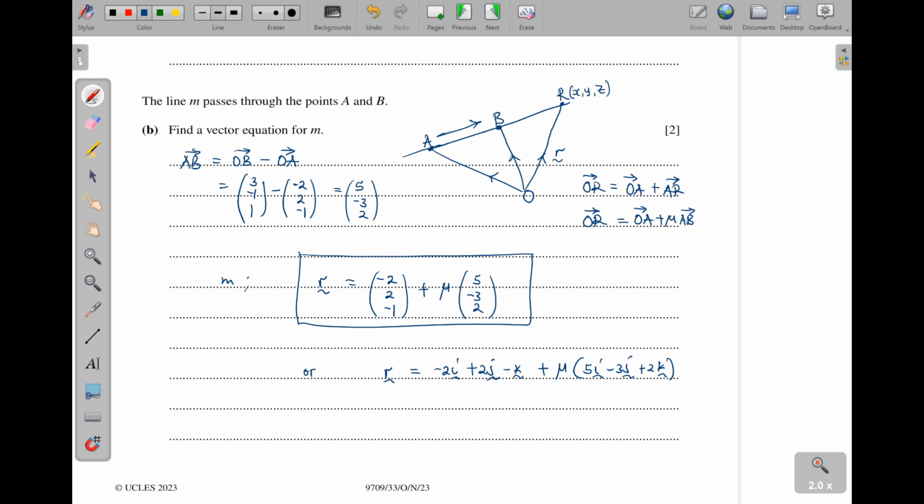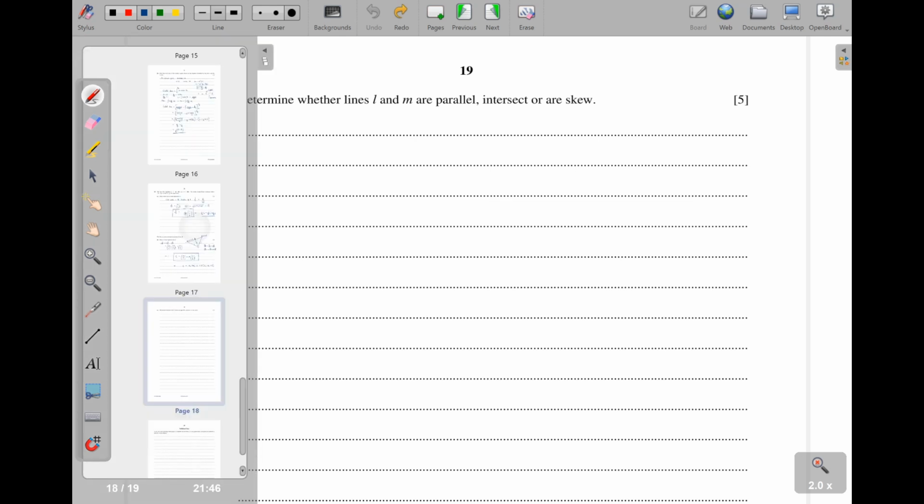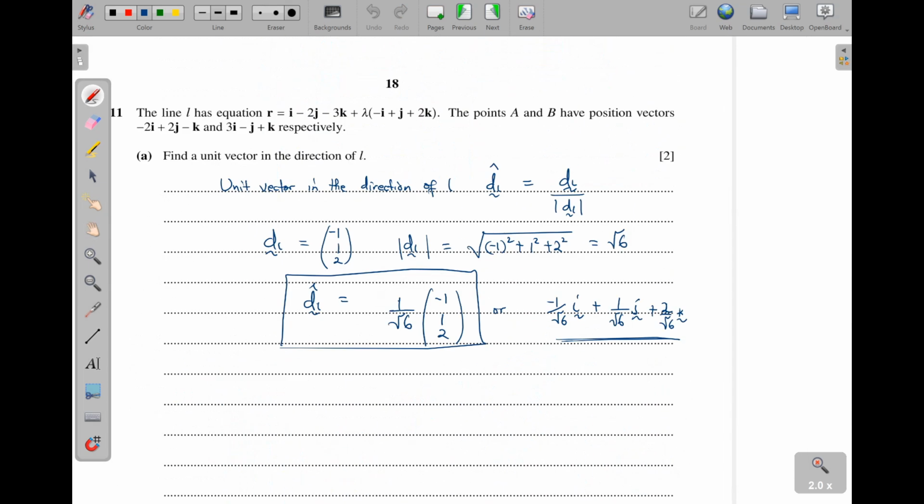So that is that. Then the last part of this paper, they are saying determine whether lines L and M are parallel, intersect, or skew. If lines are parallel, that means the direction vectors must be scalar multiples of each other, okay? So let's find out the directional vector of L. First of all, the directional vector of L is given here as (-1, 1, 2).